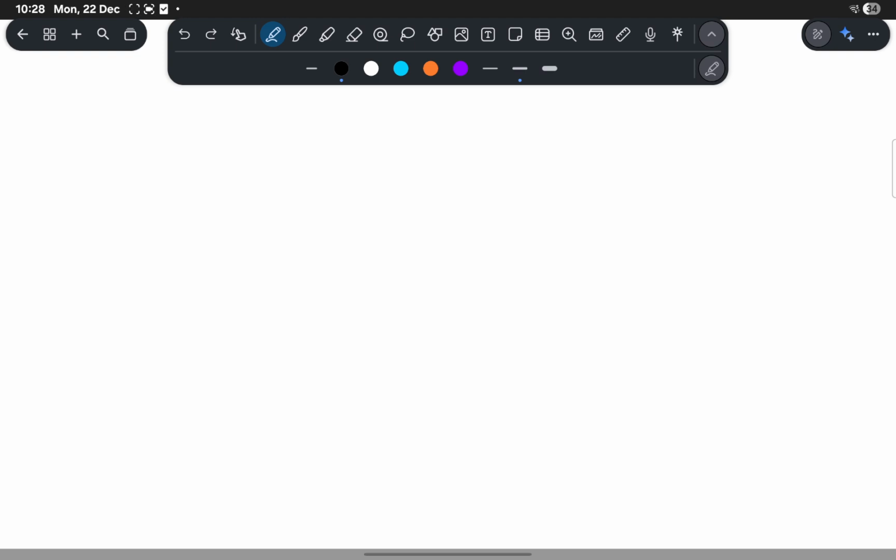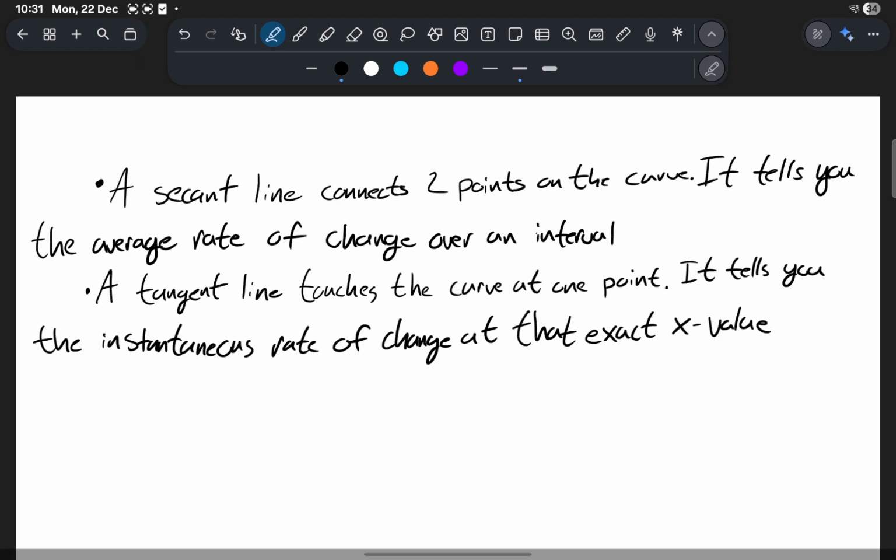So now let's talk about lines, specifically secant versus tangent. A secant line connects 2 points on the curve. It tells you the average rate of change over an interval. And then a tangent line touches the curve at one point. It tells you the instantaneous rate of change at that exact point.